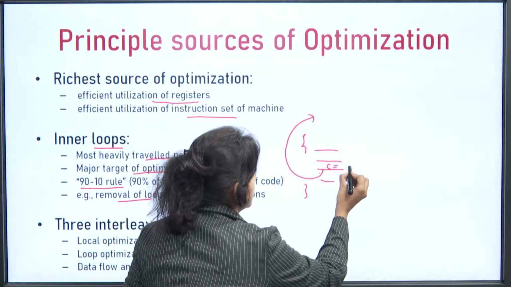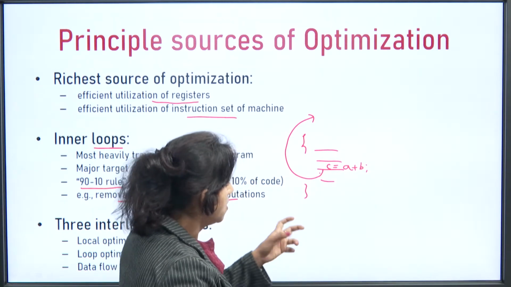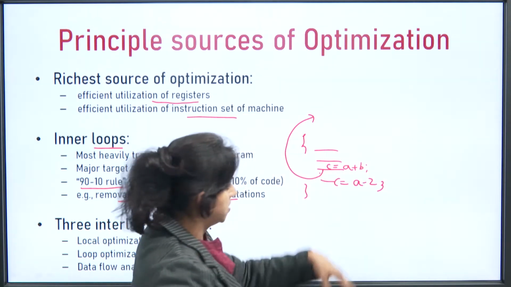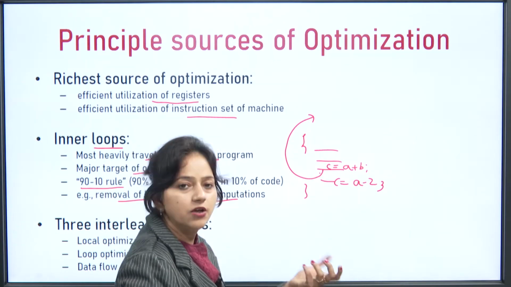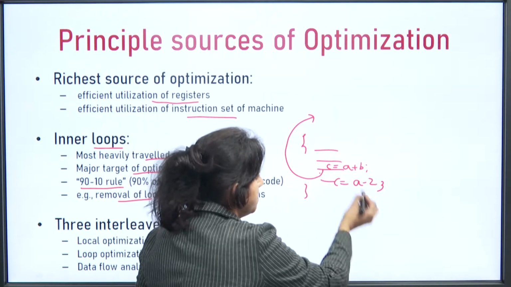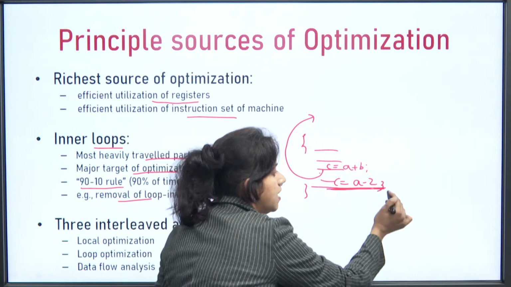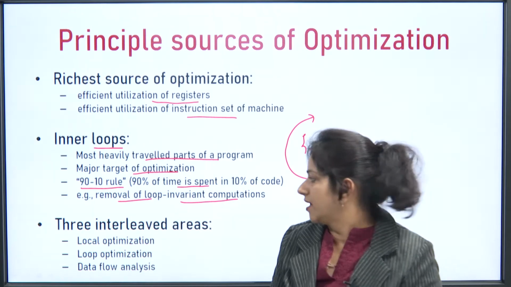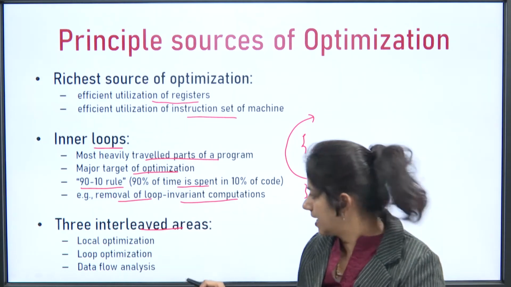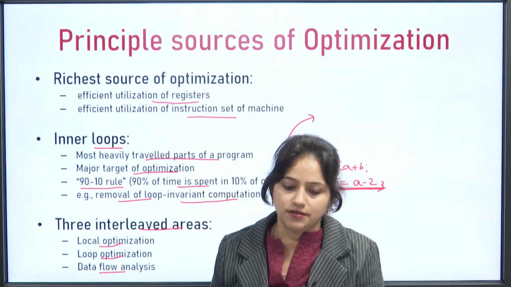Suppose there is C is equal to A plus B, this is the computation. Suppose C is equal to A minus 2, and A is not changing inside the loop, so every time the value of C is constant. So, we can keep this A minus 2 outside the loop. If we keep it inside the loop, then every time the loop executes, this computation will be done again. Now, this touches 3 interleaved areas: local optimization, loop optimization and data flow analysis.